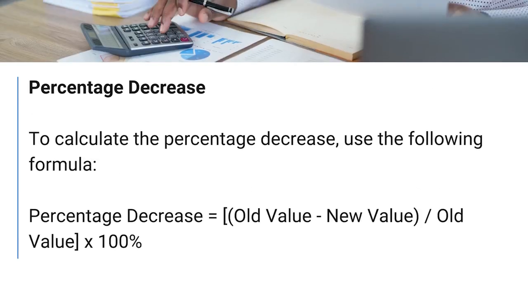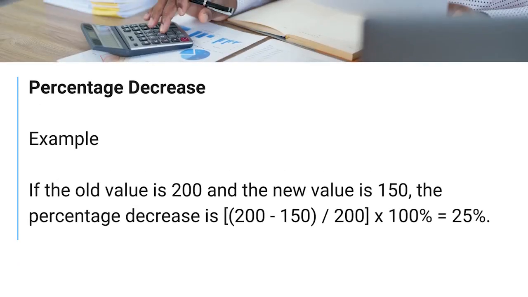Percentage decrease. To calculate the percentage decrease, use the following formula. Percentage decrease equals (old value minus new value) divided by old value times 100. Example, if the old value is 200 and the new value is 150, the percentage decrease is (200 minus 150) divided by 200 times 100%, which equals 25%.